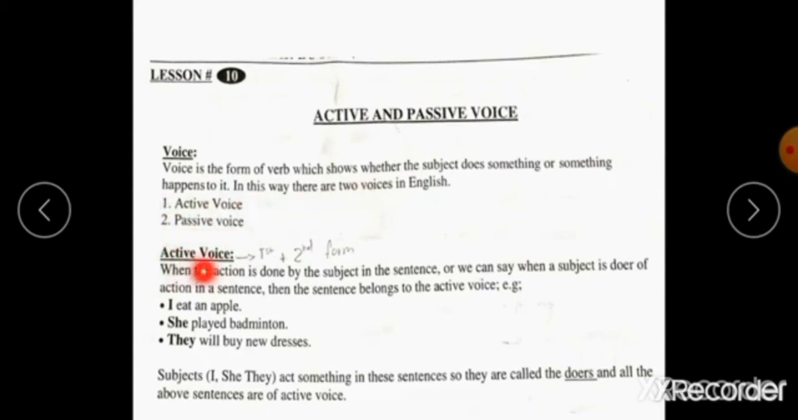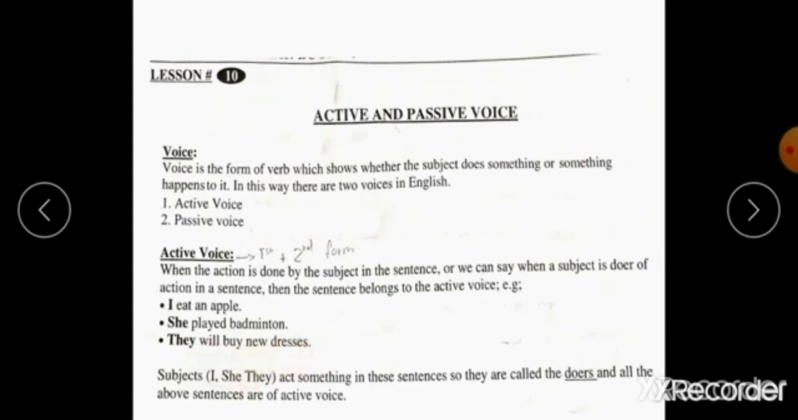What is active voice? When the action is done by the subject in the sentence, or we can say when a subject is doer, means काम करने वाला. When a subject is doer of action in a sentence, then the sentence belongs to the active voice. I eat an apple. This is the example. I eat an apple. She played badminton. They will buy new dresses.